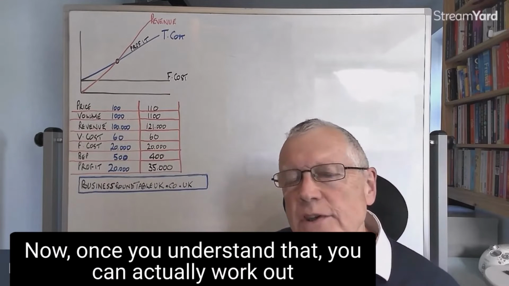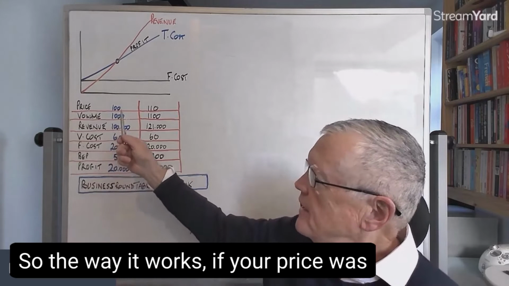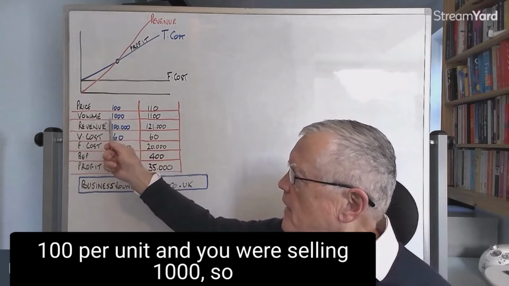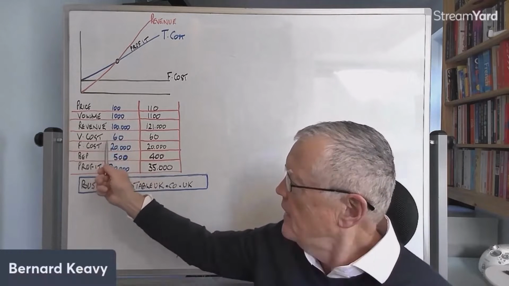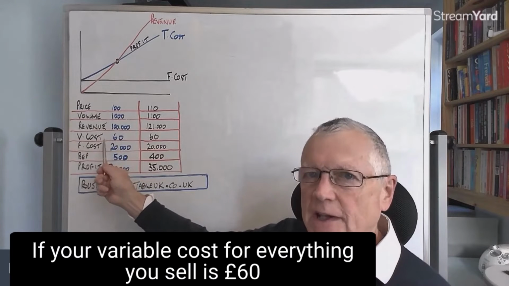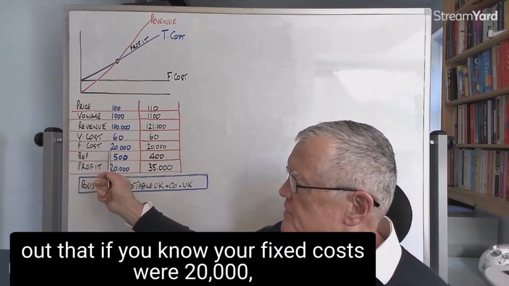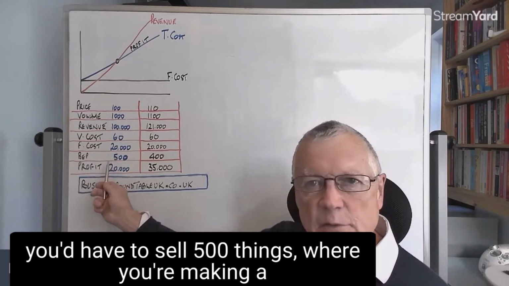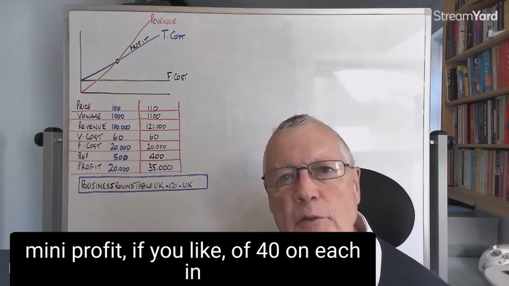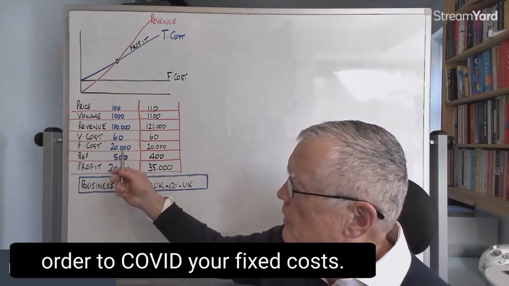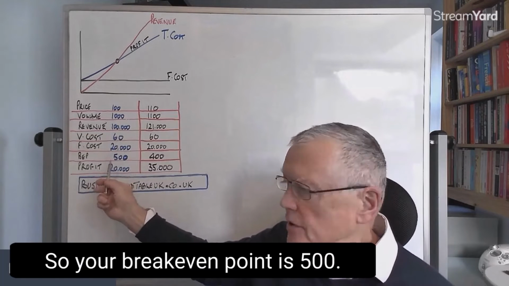Now, once you understand that, you can actually work out how much you need to sell to break even. If your price was 100 per unit and you were selling 1,000, that would mean your revenue is 100,000. If your variable cost for everything you sell is £60 or dollars a unit, and you knew your fixed costs were 20,000, you'd have to sell 500 things, making a mini profit, if you like, of 40 on each in order to cover your fixed costs. So your break-even point's 500.